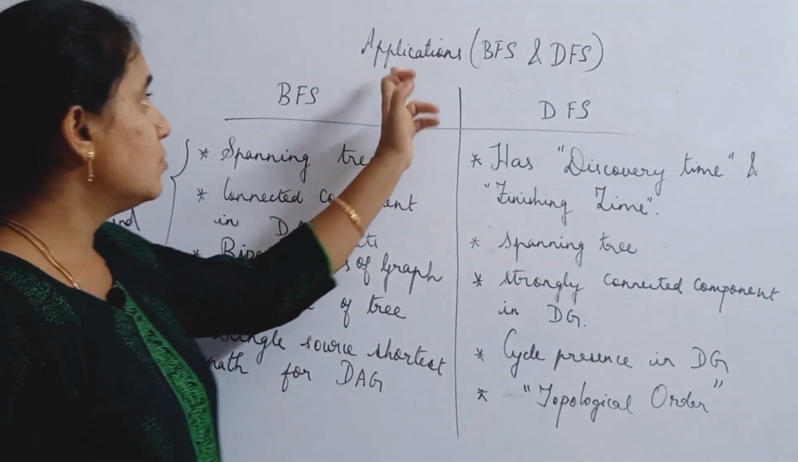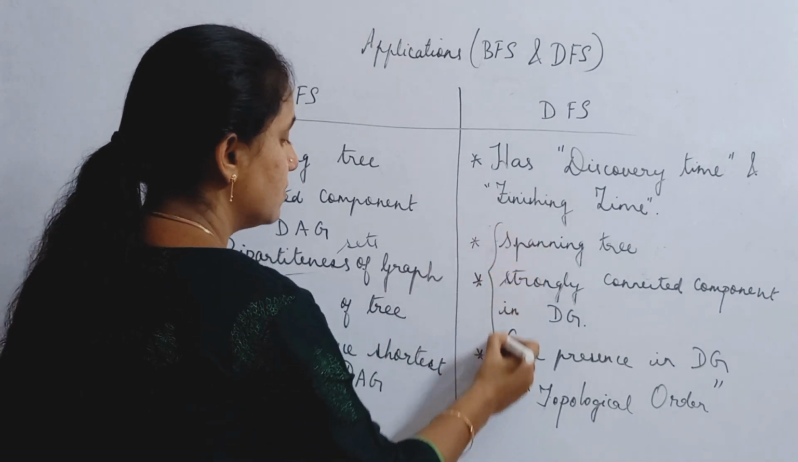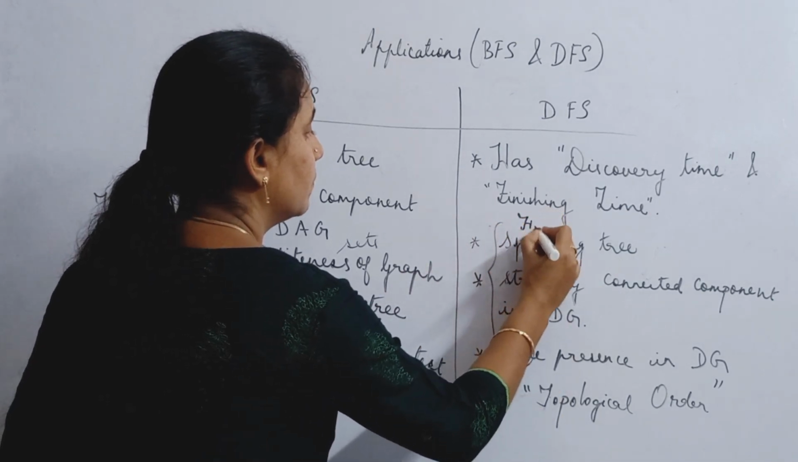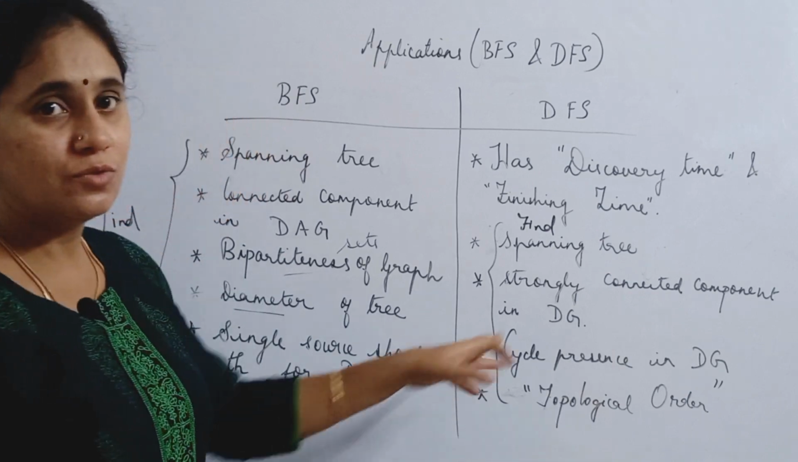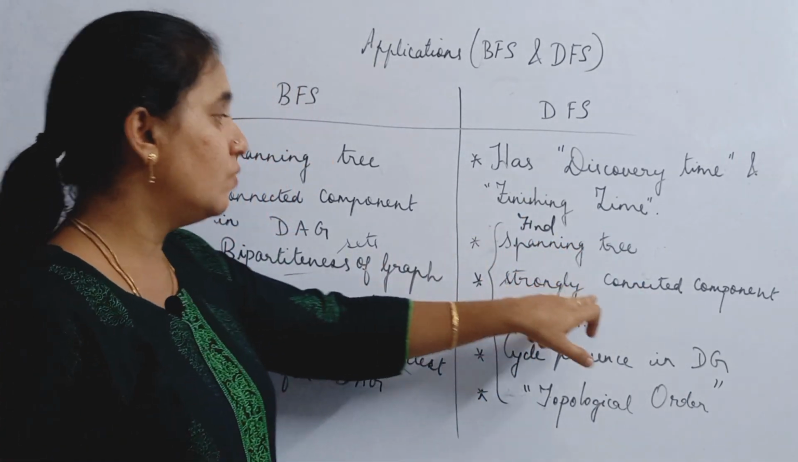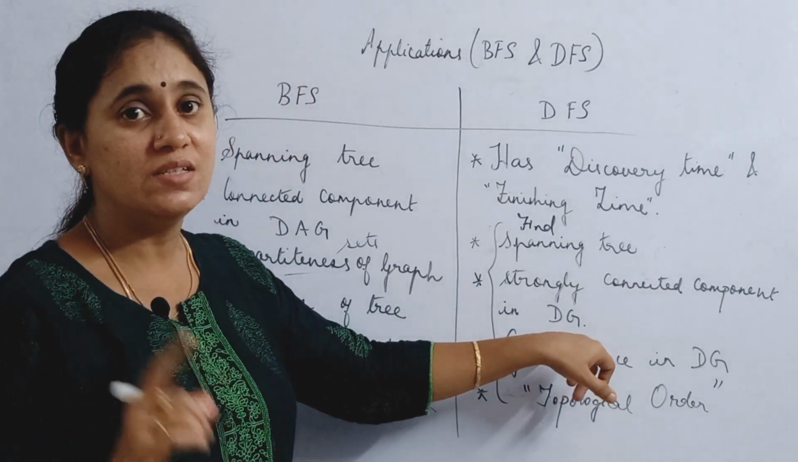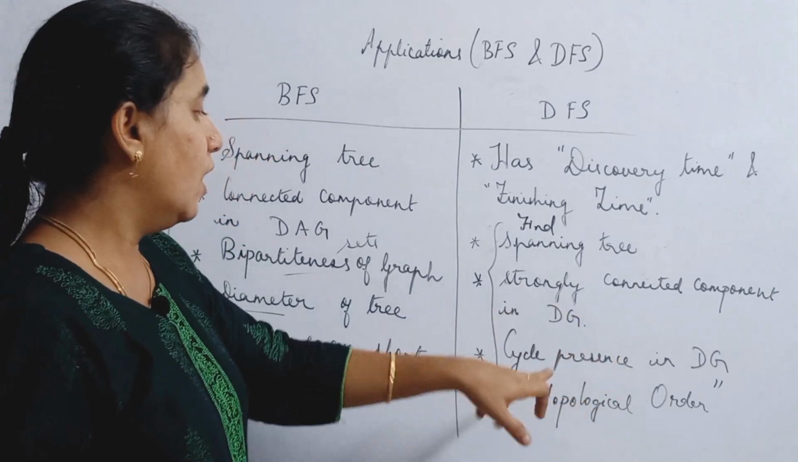Next, it is also used for finding the spanning tree. So all these things are for finding the spanning tree. It is also used for finding the strongly connected components of a directed graph. DG stands for directed graph.